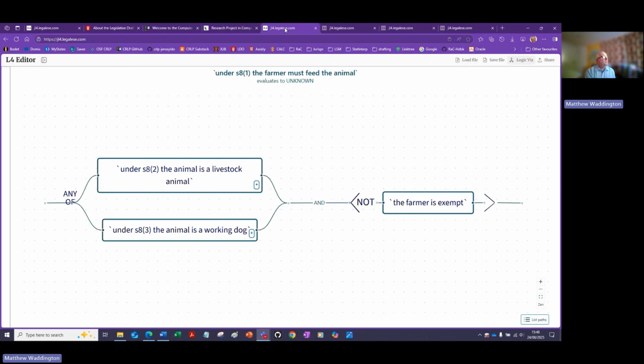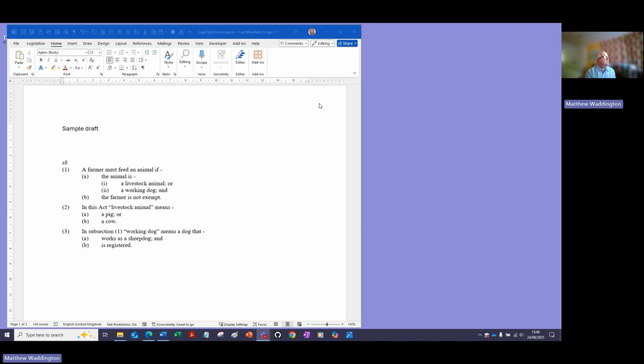So going back to this piece of mapping, what is this about? Well, it's about an imaginary legislative draft. If you were drafting something, it would not be this simple, normally speaking, but we're using this as an illustration. It's not a real piece of legislation.